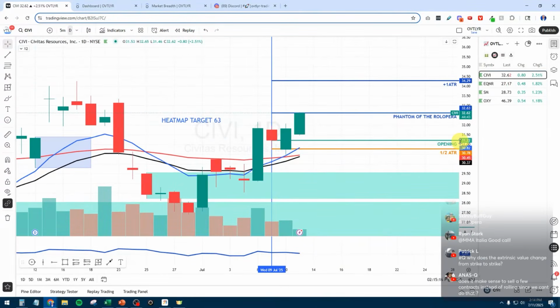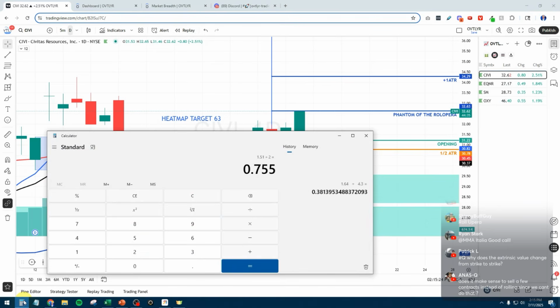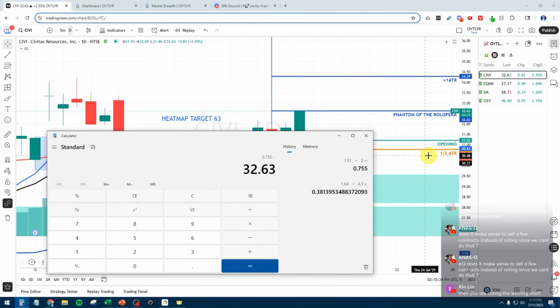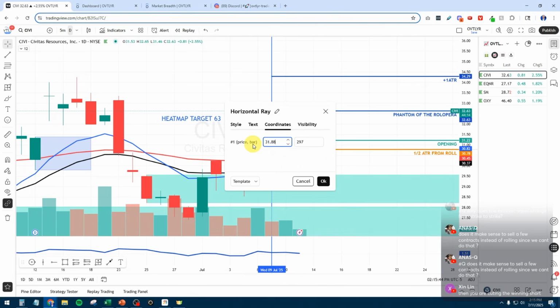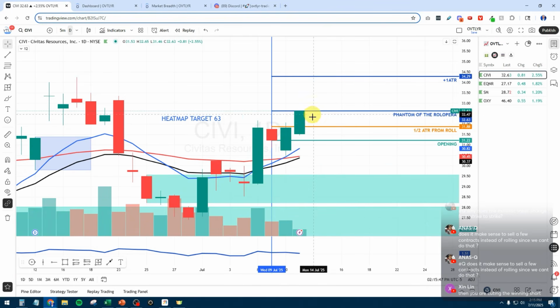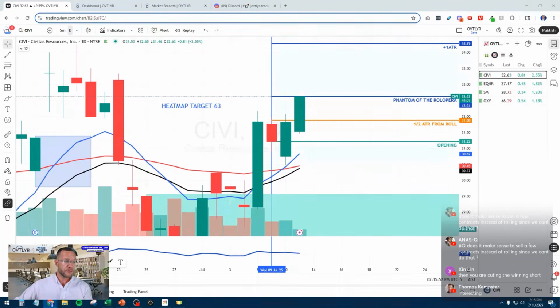So if we're going to phantom roll this, we're going to move up the half ATR. The current ATR is $1.51, and 1.51 divided by 2 is 75 cents, we'll call it that. The Phantom of the Rollopera roll is at 32.63, so 31.88. Half ATR from roll, 31.88. Meaning that if it closes under that point, I will now exit the trade. I don't know when that's going to happen, but it ain't today.